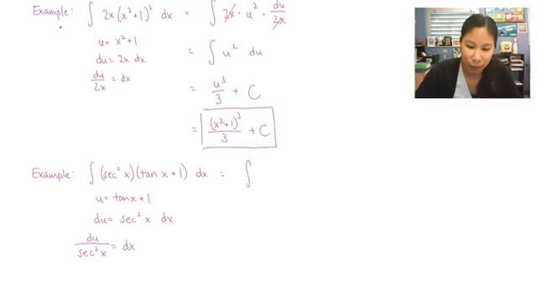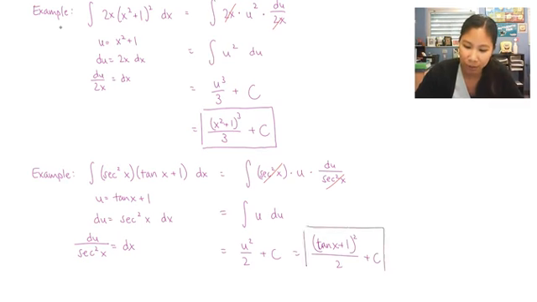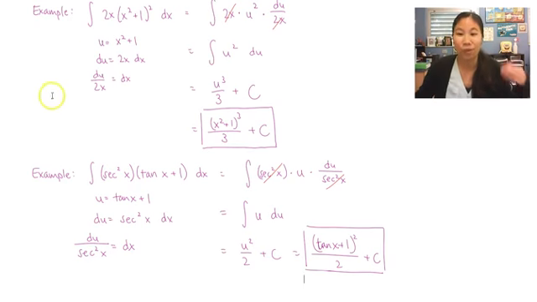So now rewriting my original problem in terms of u, I have the secant squared x times u times, and instead of dx, it'll be du over secant squared x, which is great. We can cancel, and then we end up with just u du, and then we can use the power rule for that. So u squared over 2 plus c, and then substitute the u back in. So it'll be (tan x plus 1) squared over 2 plus c. And there we go. Okay, so the key skill here is you need to be able to recognize derivatives.